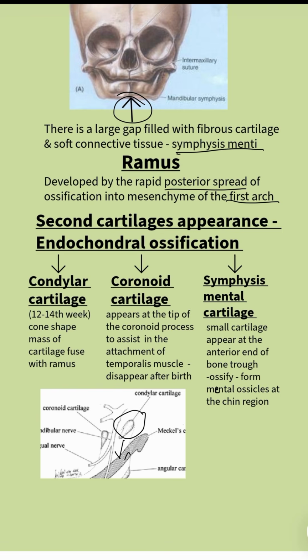Then the coronoid cartilage appears at the tip of the coronoid process to assist in the attachment of the temporalis muscle. This coronoid cartilage disappears after birth. The symphyseal cartilage is a small cartilage that appears at the anterior end of the bone trunk, which ossifies and forms the mental ossicles at the chin region.